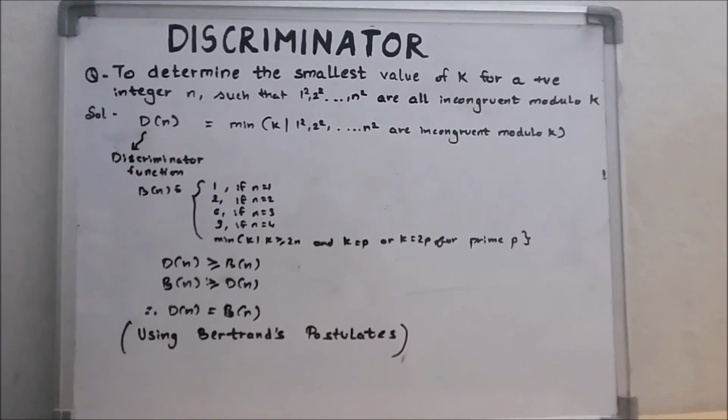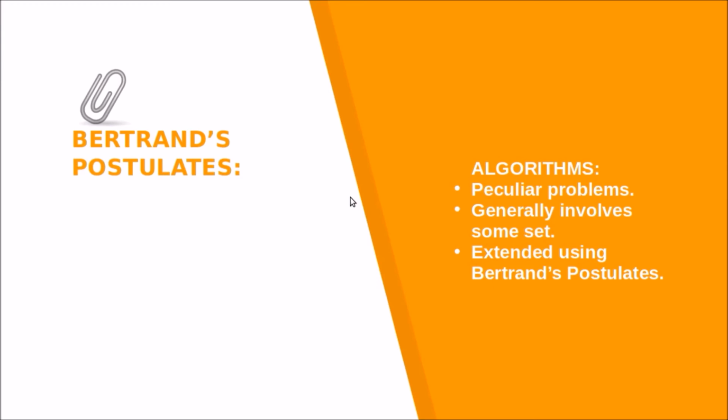Other algorithms include finding the sum such that the set 1, 2 to 2k can be arranged into k disjoint pairs so that the sum of the elements in each pair is a prime. These algorithms generally involve set theory and arithmetic. These peculiar problems are basically proved by using Bertrand's weaker or stronger postulates. So these were all the applications.